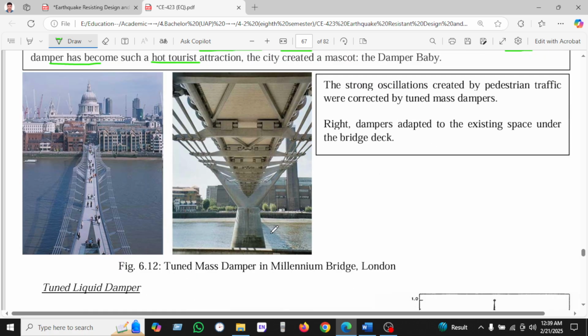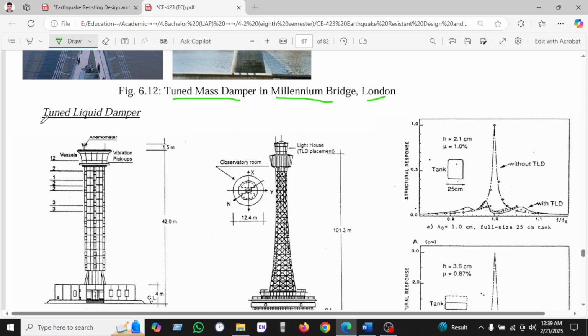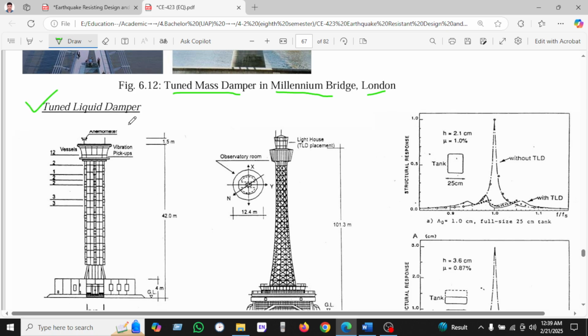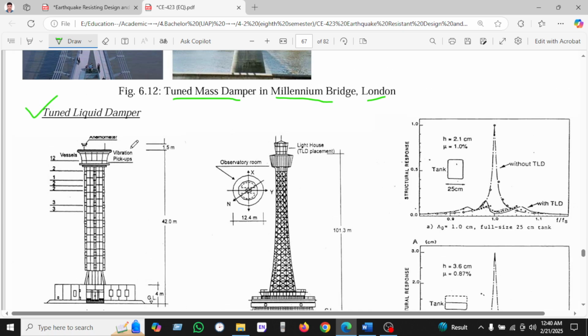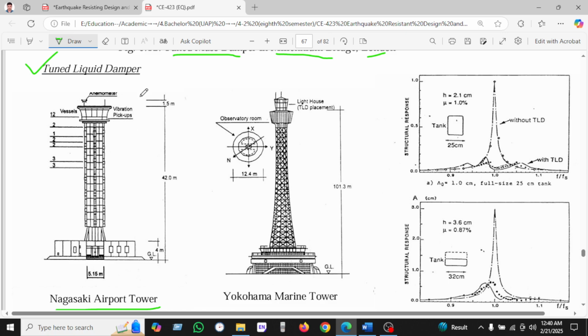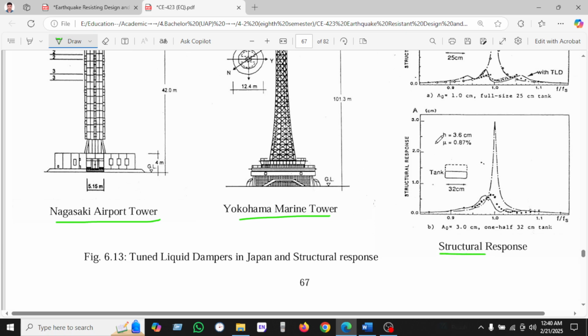Okay, so we can see here the TMD damper in the Millennium Bridge in London. So we can see the TMD is inserted on bridges. Another is the tuned liquid damper. We can see the Nagasaki Airport Tower using the TMD liquid damper, and another is the Yokohama Marine Tower, and the structural response is like that. The structural response we can see here.